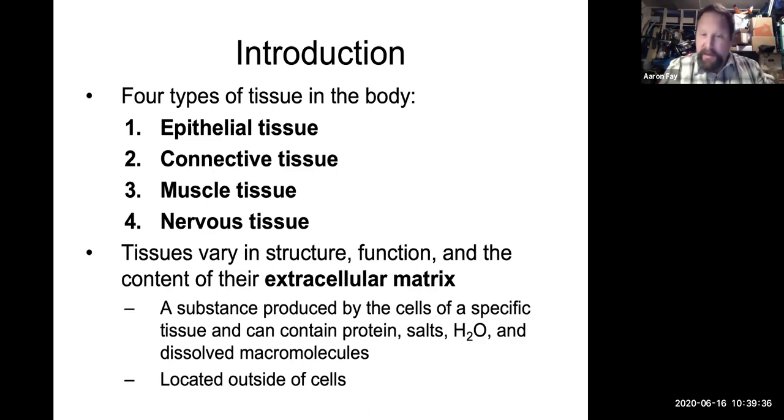Okay, let's talk a little bit about this extracellular matrix, the stuff on the outside of cells. So remember, tissue, cells, plus extracellular matrix. Well, what is this stuff? A substance produced by the cells, right? It is specific, so the extracellular matrix is different for each different type of tissue, and they can contain things like proteins, particularly protein fibers. They might include salts or electrolytes, water, other dissolved macromolecules, and they're always located on the outside of the cell.